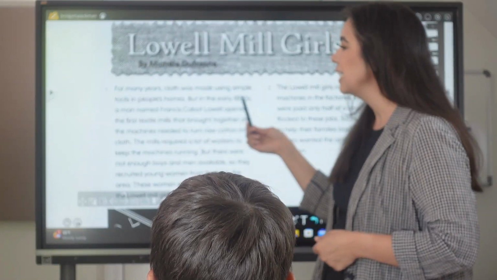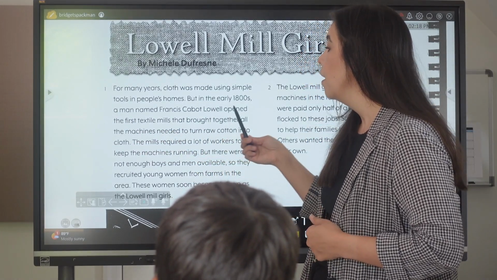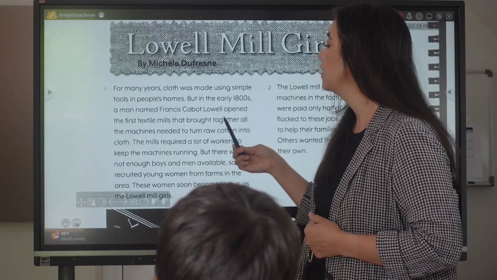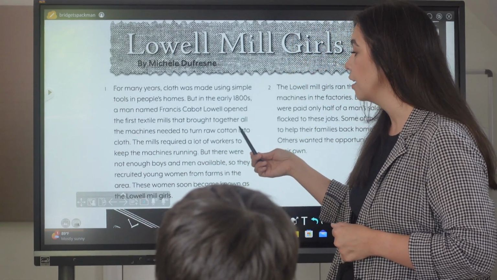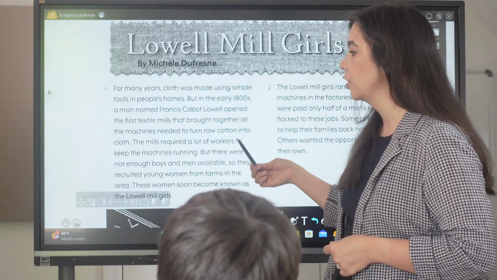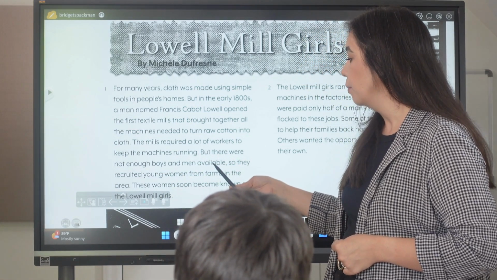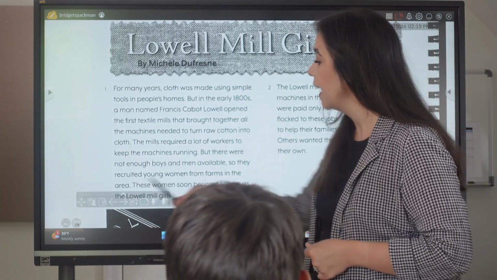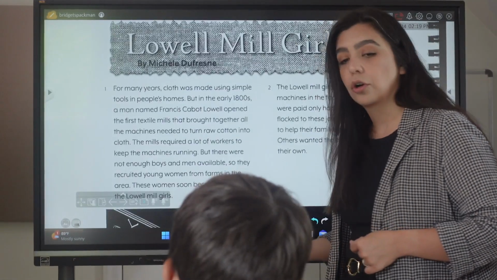But in the early 1800s, a man named Francis Cabot Lowell opened the first textile mills that brought together all the machines needed to turn raw cotton into cloth. The mills required a lot of workers to keep the machines running, but there were not enough boys and men available. So they recruited young women from farms in the area. These women soon became known as the Lowell Mill Girls.